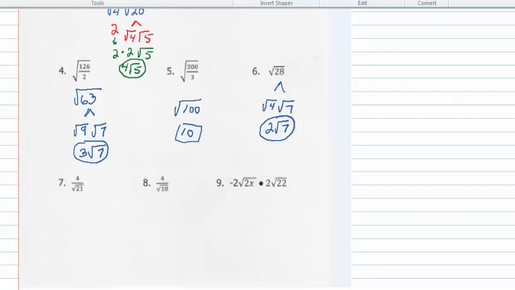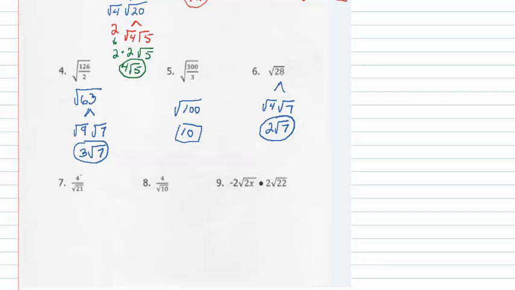Okay, number 7. I have a radical and a number, so I can't simplify that. I have a radical in the denominator, so I'm going to multiply both top and bottom by radical 21 because I want to clear that radical in the denominator. So when I take the square root of 21 times the square root of 21, I'm just going to get 21 back. I don't even have to multiply it because what I get back is what's inside the house. At the top I have 4 radical 21.